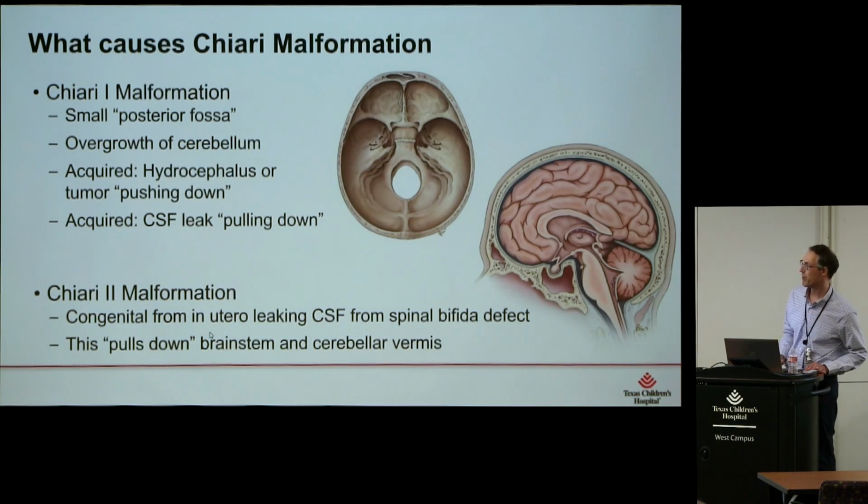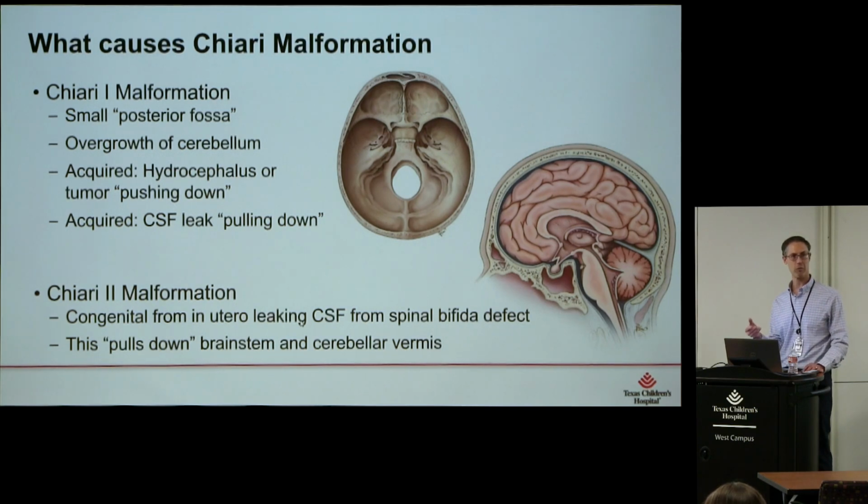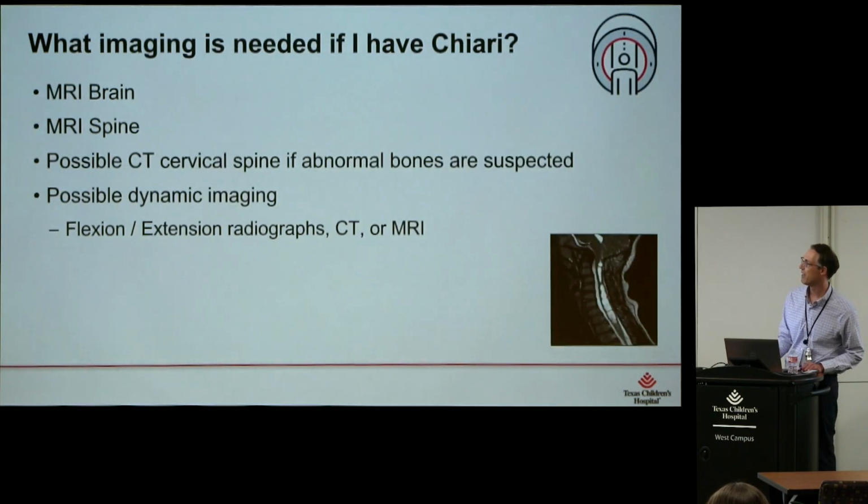The Chiari II malformation is from a problem in utero. So before you're born, where spinal fluid's leaking out of the back of patients because their spinal cord is on the skin, and so that sort of draws the brain down, and that causes the Chiari in that situation.